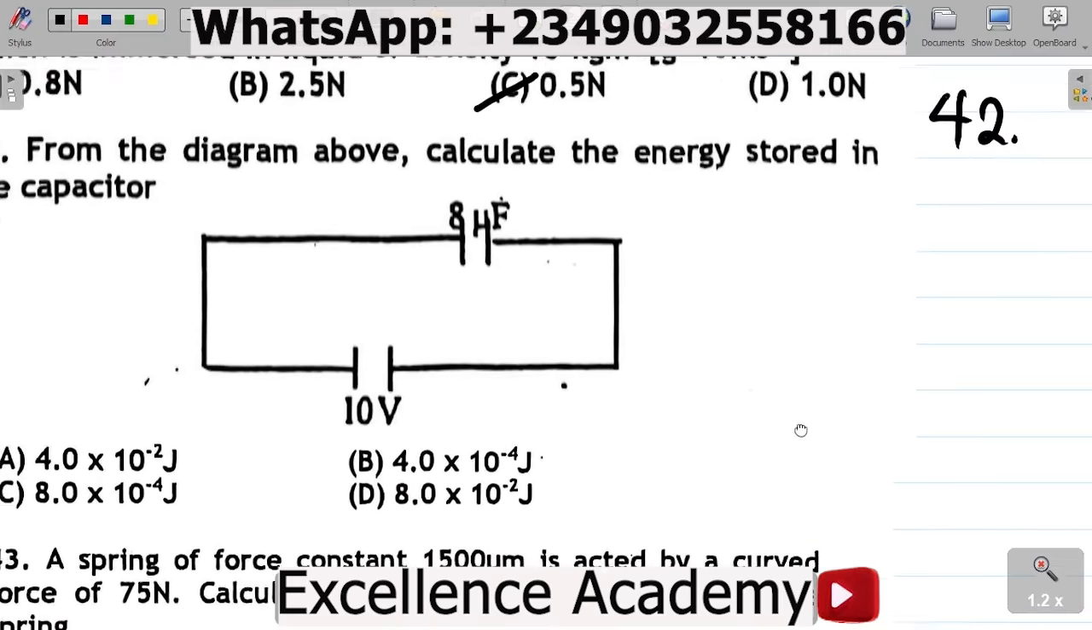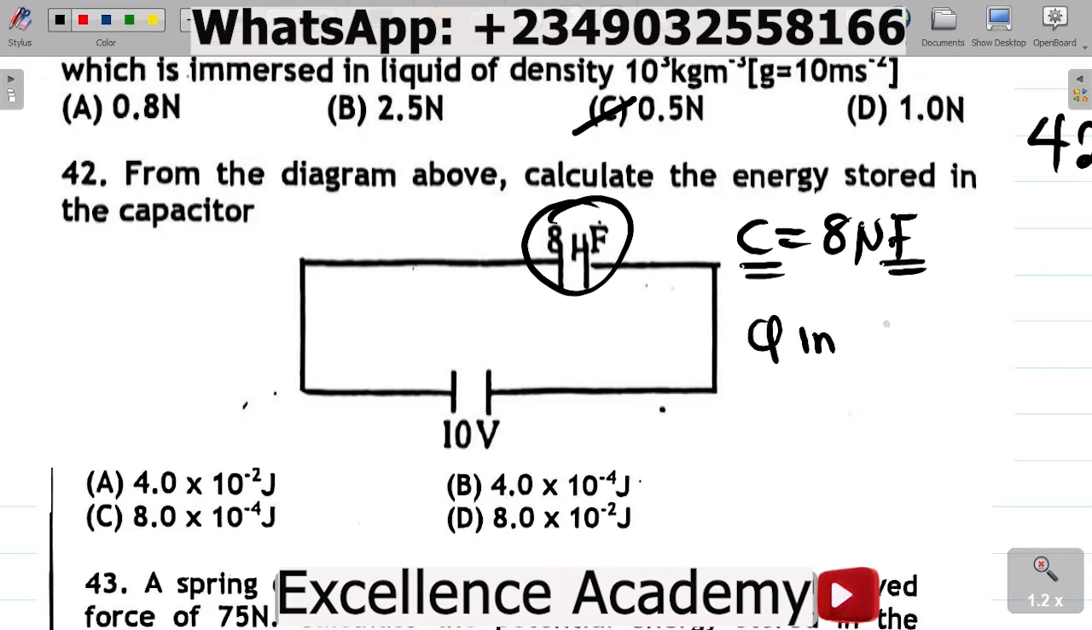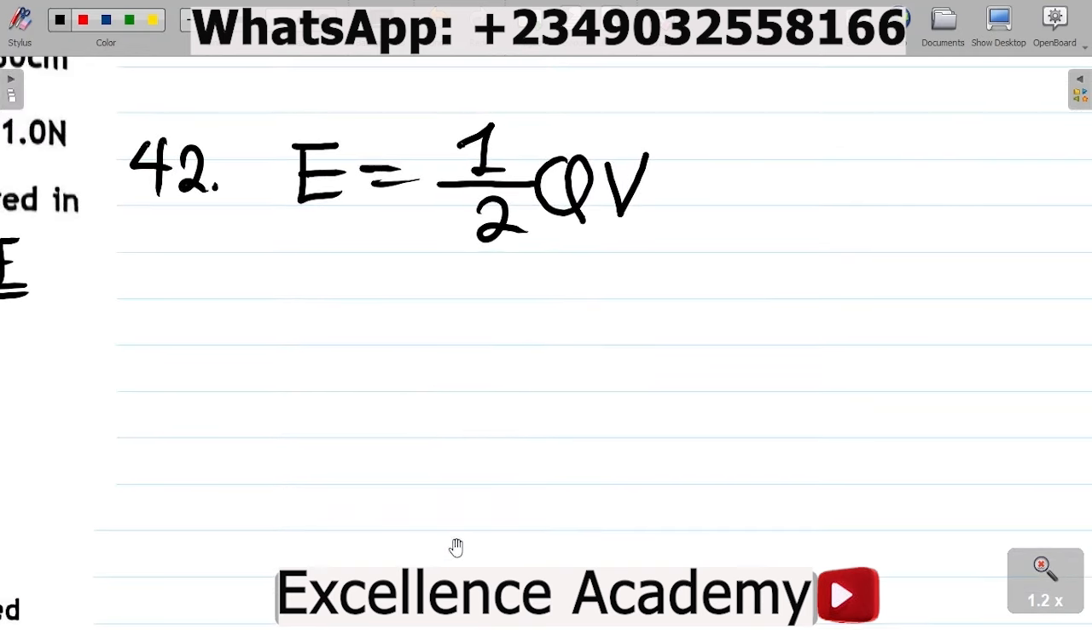Looking at the question, there is no value for charge. You're given 8 microfarad, and that is the value for capacitance. C is equal to 8 microfarad. I know this is capacitance from the unit because it is capacitance that is measured in farad. Meanwhile, charge Q is measured in coulomb. Since we don't have coulomb here, that's not charge. So is there a way we can bring in capacitance here? Yes, we know that charge Q is equal to what?